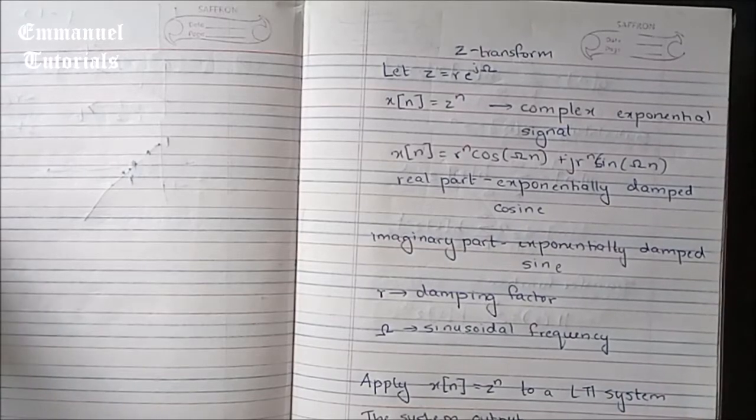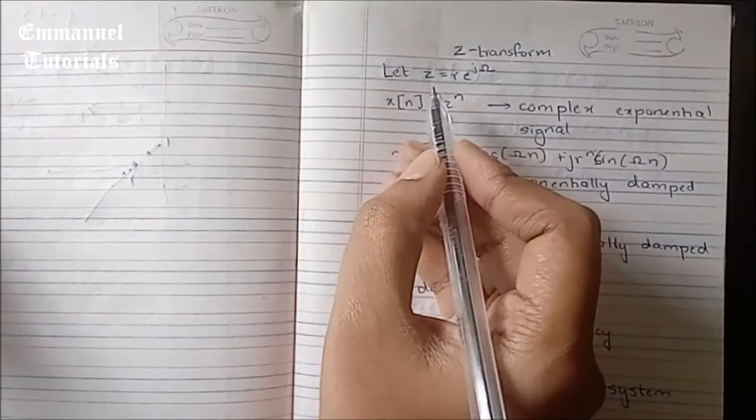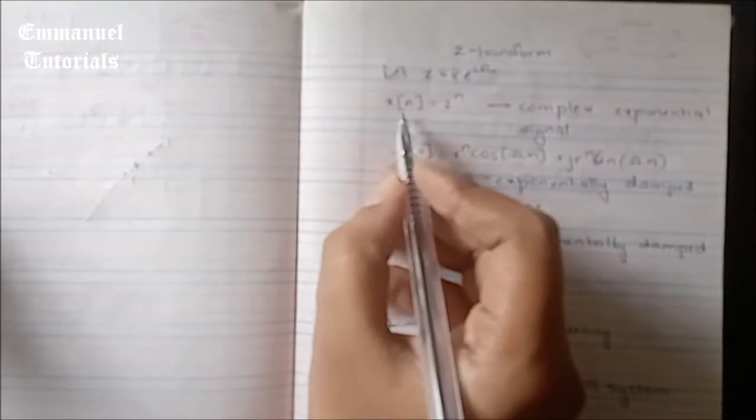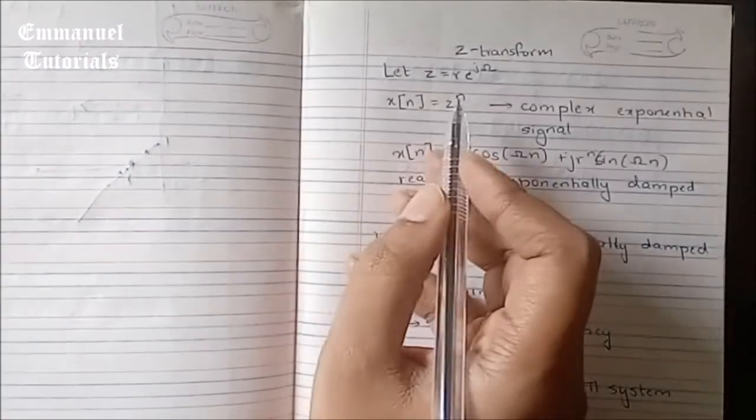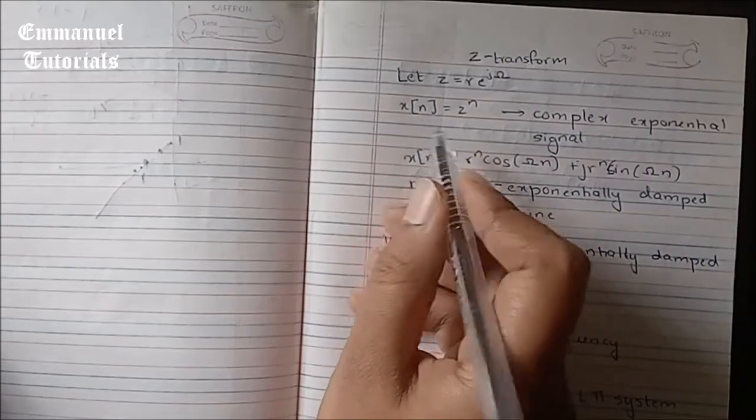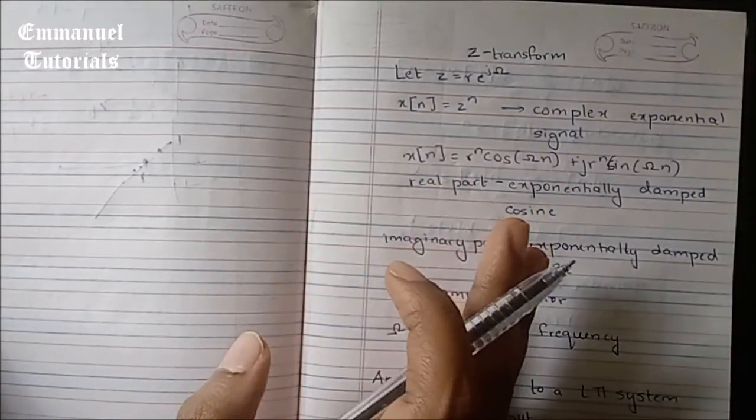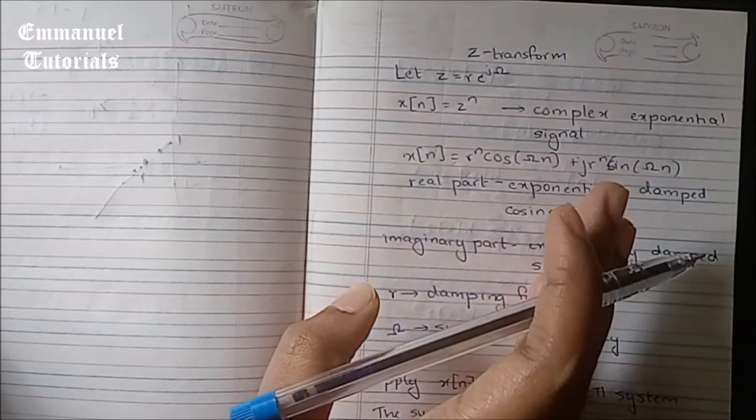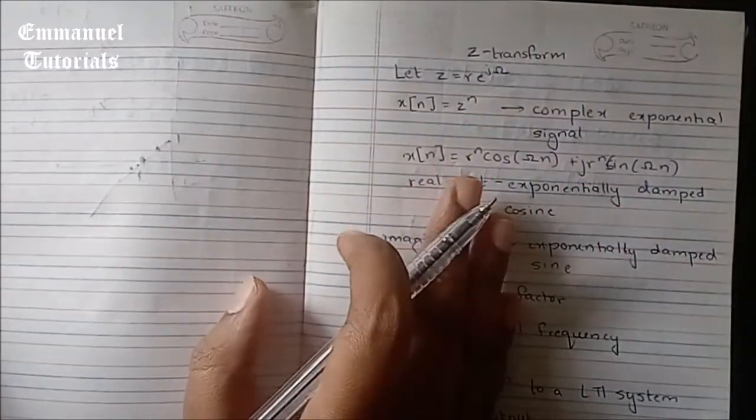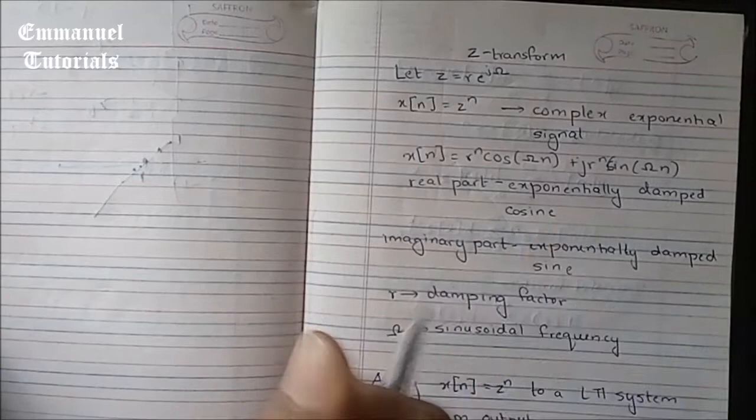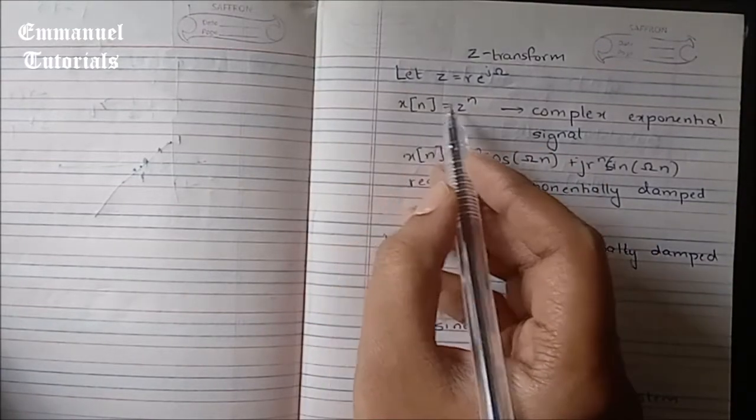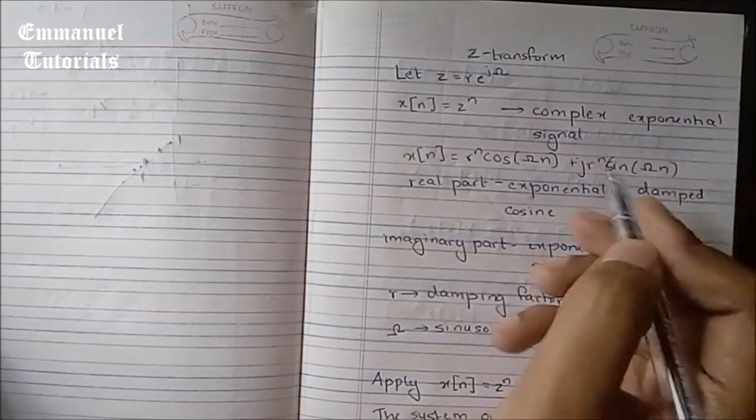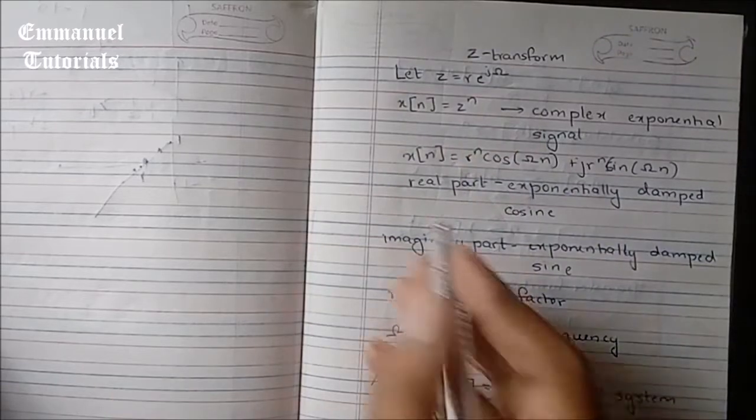So let's start. First we are going to take z equal to r e raised to j omega. This is a complex number, right? And the input signal x of n we are going to take as z raised to n. Here you can see it is x of n and not x of t because this is always going to be in the discrete time. And we also saw in the previous video, the introduction to Z transform, that Z transform is the discrete time counterpart of the Laplace transform. So here we are going to use a discrete time input signal x of n is equal to z raised to n. This number raised to n is a complex exponential signal because you have this raised to component.